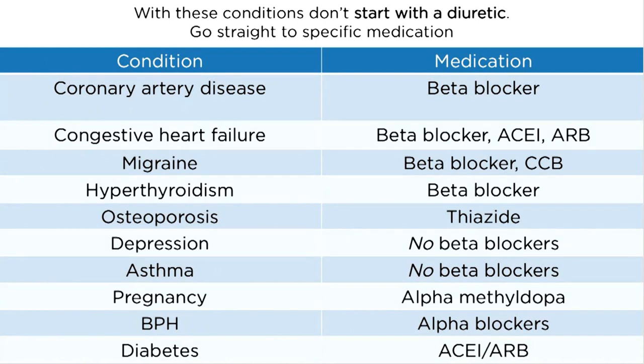Why? Because they're coughing. If they have migraines, you're going to consider using beta blockers or calcium channel blockers to mediate the vasospastic effect. If they have hyperthyroidism, you're going to use a non-specific beta blocker. Treat both things at once. If they have osteoporosis, this one is really common. Osteoporosis, you give them thiazides. That diuretic is great for people with osteoporosis.